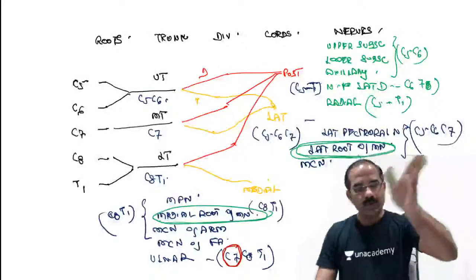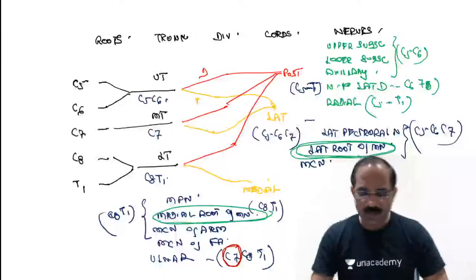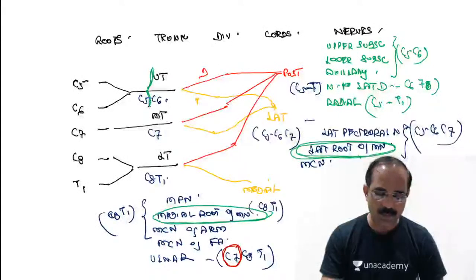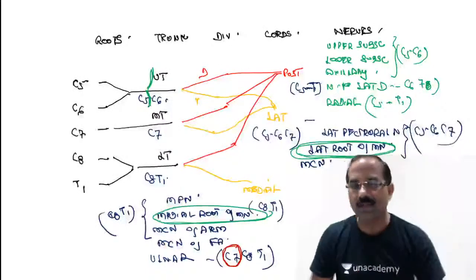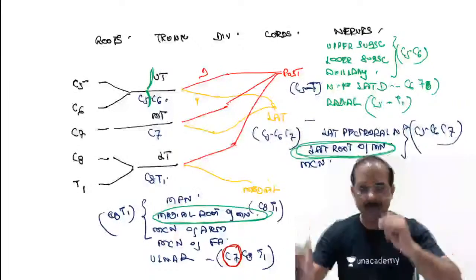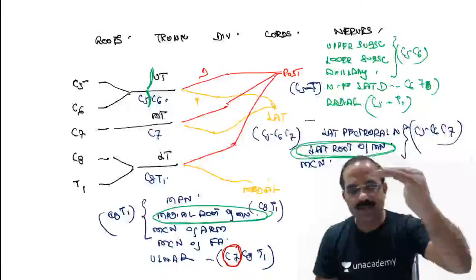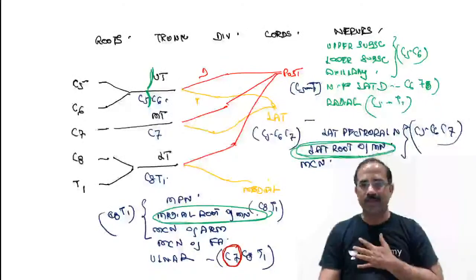Perfect. Now, quickly tell me, from the upper trunk there are 2 more nerves which arise. One is the suprascapular nerve and the other one is the nerve to subclavius. Suprascapular and the nerve to subclavius. Perfect.